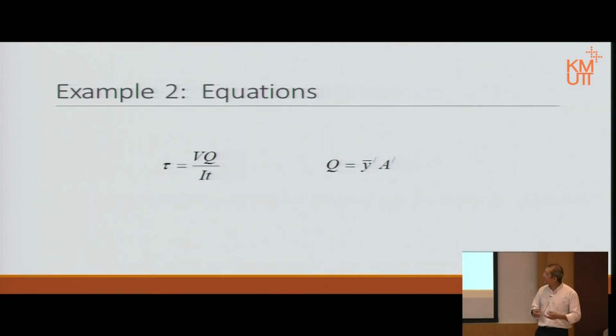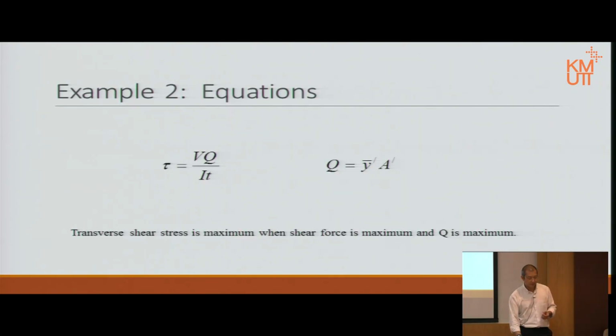If we look at our equation, notice that I is one value, consistent. The t, in our case, is a rectangle, so only one value as well. The two variables that affect the value of shear stress are in fact the shear force and the Q, the first moment of area. Then tau will be max when V, the shear force, is max, and the first moment of area is max. How do we find the maximum shear force? Of course, the shear force diagram.